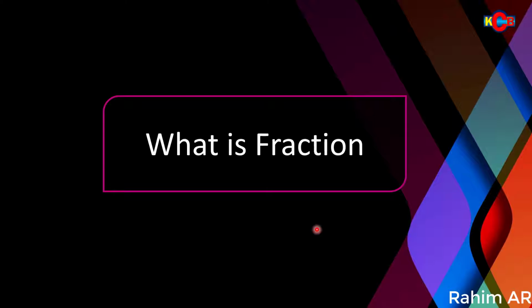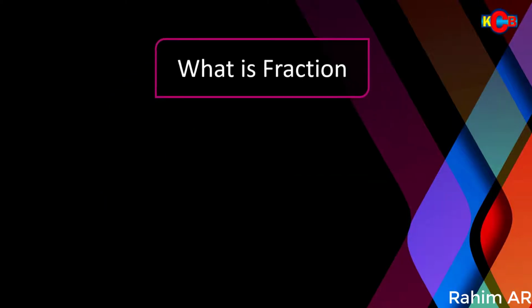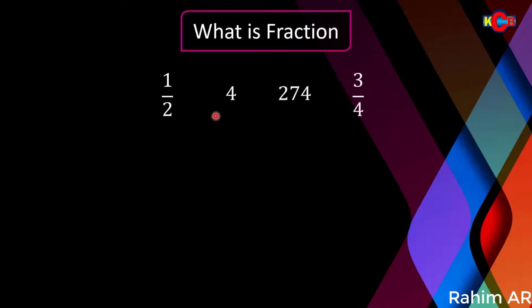Now, what is a fraction? Can you see these four numbers? Can you identify which are fractions? Okay, these two numbers are a fraction. For fractions, we can see that we have two numbers, one at the top and one at the bottom. There is a straight line between those two numbers.